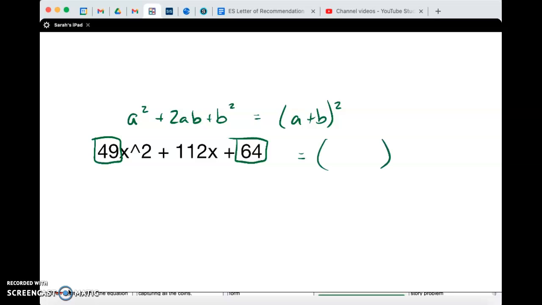So the square root of 49 is 7. I still have the x. Square root of 64 is 8. These are all pluses: 7x plus 8 to the second power. That's it. You just get rid of the 112x. Well, I mean, it doesn't go away, but if you distribute it out, you would get 112x. And then you take your square and put it outside of the parentheses. So whenever you see huge numbers, try the shortcut.